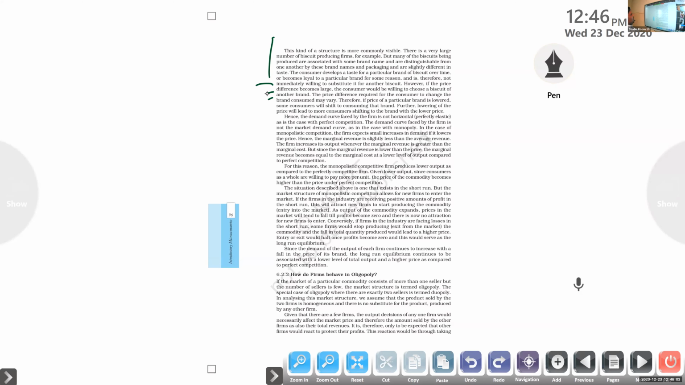The price difference required for the consumer to change brands may vary. Therefore, if the price of a particular brand is lowered, some consumers will shift to consuming that brand. Further lowering of the price will lead to more consumers shifting to the brand with the lower price. So if the price of a particular commodity suddenly decreases, the number of consumers switching to that brand also increases.